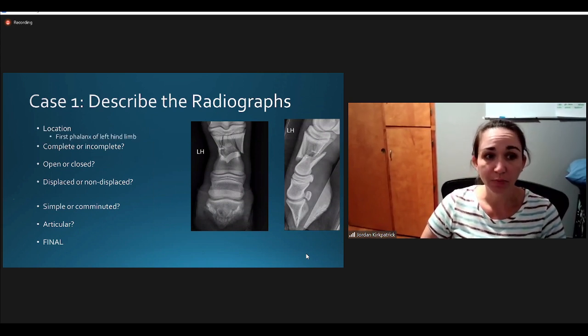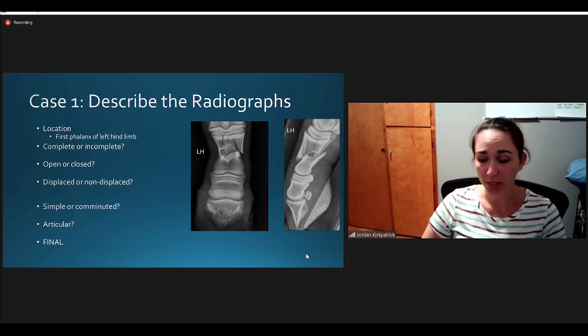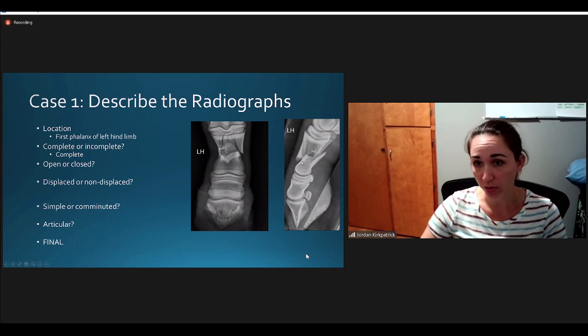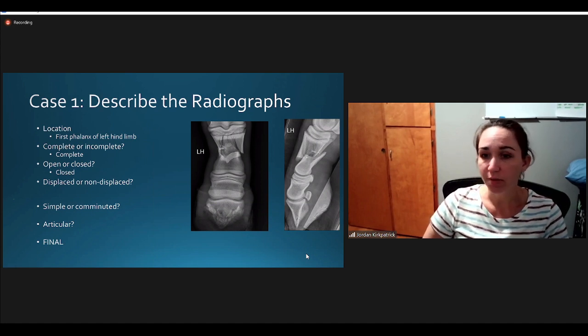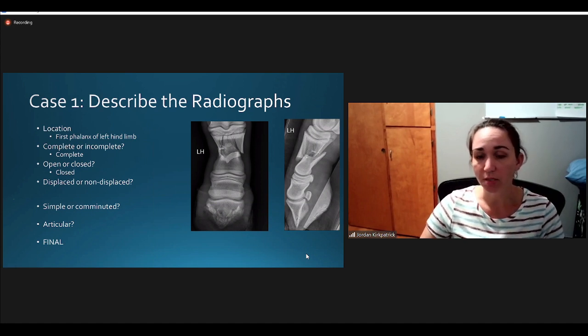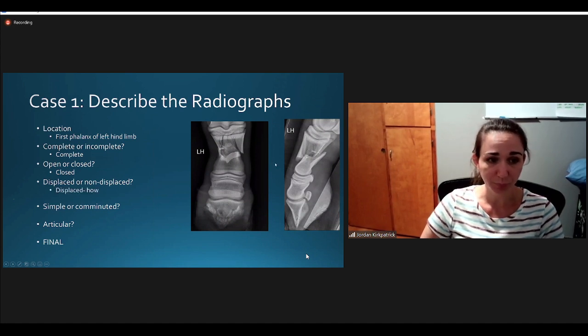So location is the first phalanx of the left hind limb. It's a complete fracture because it's going through, there's an entry and an exit point. As far as we can tell, it looks closed. There's no obvious gas opacities. You can see the edges of the skin, and it doesn't look like any of the bone is puncturing through the skin.